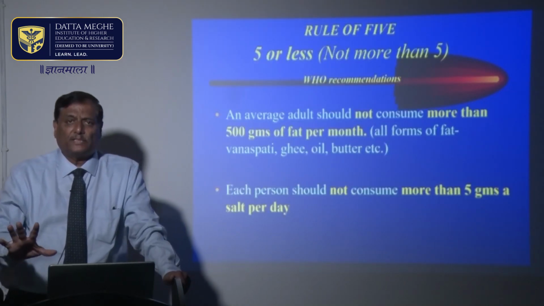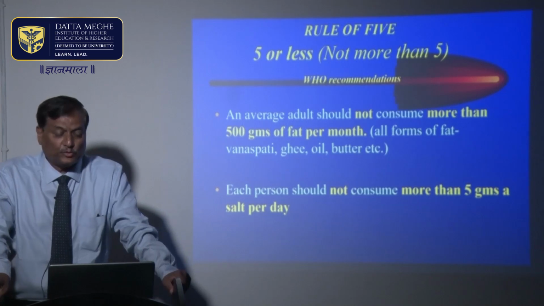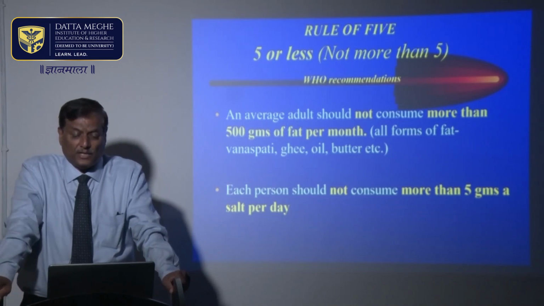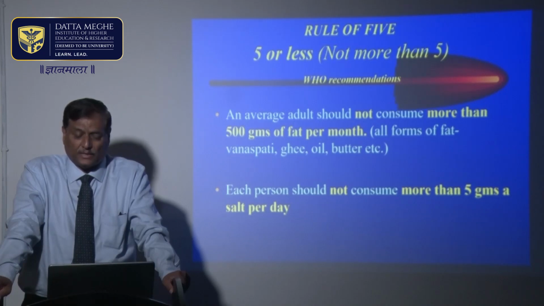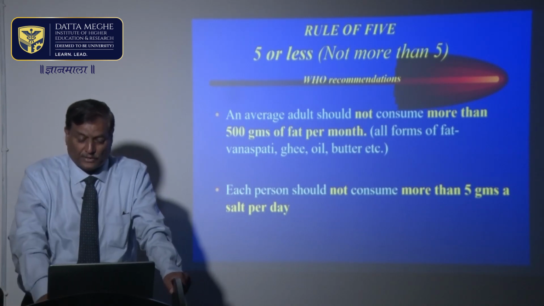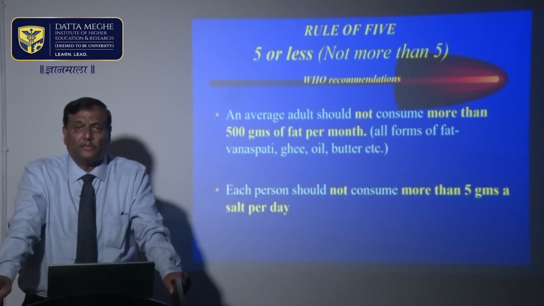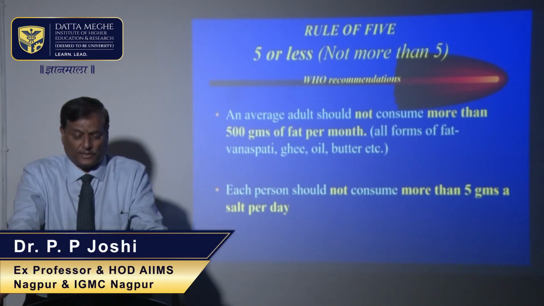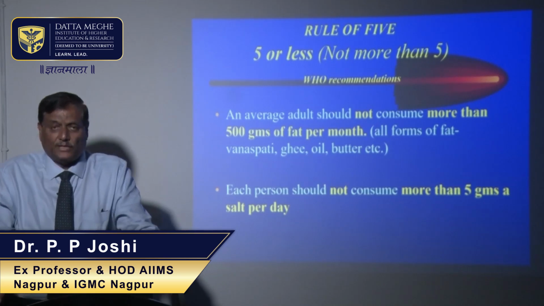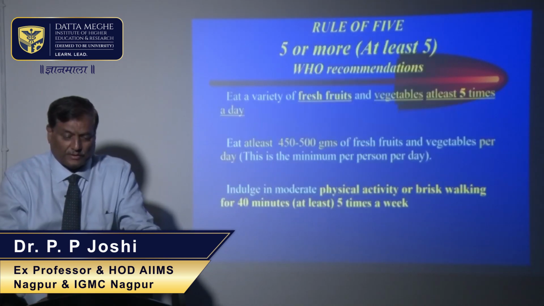Rule of 5 is something which I will just finish off with. The WHO recommends that the average adult should not consume more than 500 grams of fat per person per month. This includes all forms of fat and oil, ghee, butter, everything. And each person should not consume more than 5 grams of salt per day. You can see we eat a lot of oil which is unnecessary, not physiologically required, and we also eat a lot of salt which is not physiologically required.